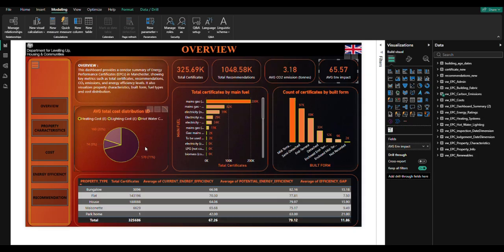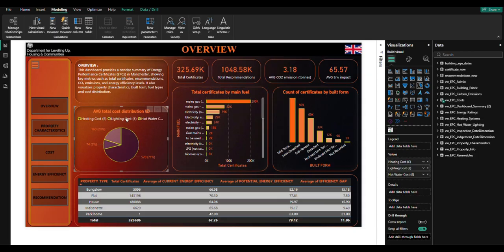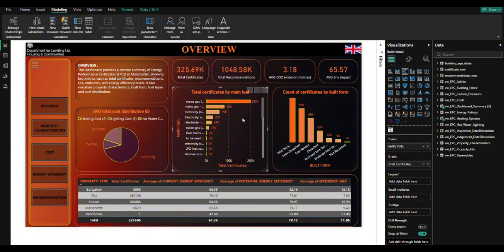On the left, there's a pie chart showing the average cost distribution. You can see that heating cost accounts for 71%, which is 570 pounds, lighting cost is 9%, which is 74 pounds, and hot water cost is 20%, which is 160 pounds. The middle shows total certificates by main fuel type. According to these numbers, we can demonstrate that most of the Manchester properties use main gas as a central heating. On the right, we have count of certificates by built form.